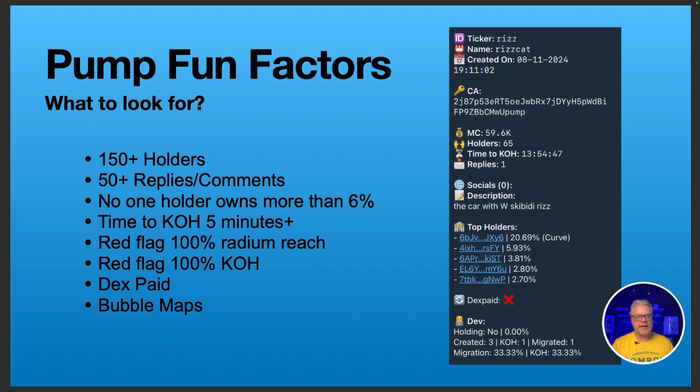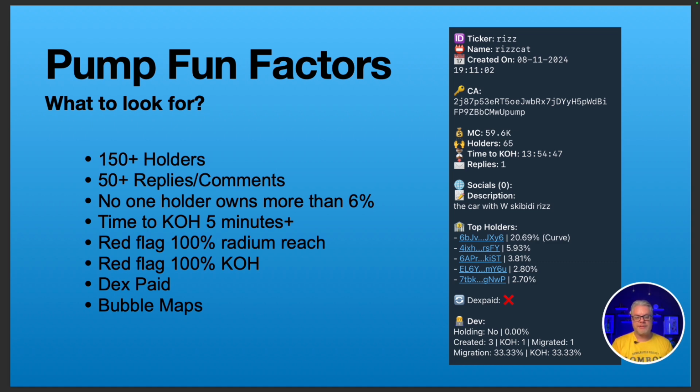Now for each token migration that reaches the bonding curve, you're going to have these parameters here: market cap, holders, the amount of time it took to reach King of the Hill, replies in the comments, the number of socials, the top holders, and whether DEX Screener has been paid in terms of promoting that token once it reaches Raydium. You also have the dev, how much they're holding, how many tokens this dev has created, and how many times they've reached King of the Hill and migrated over to Raydium. So all this information is really important.